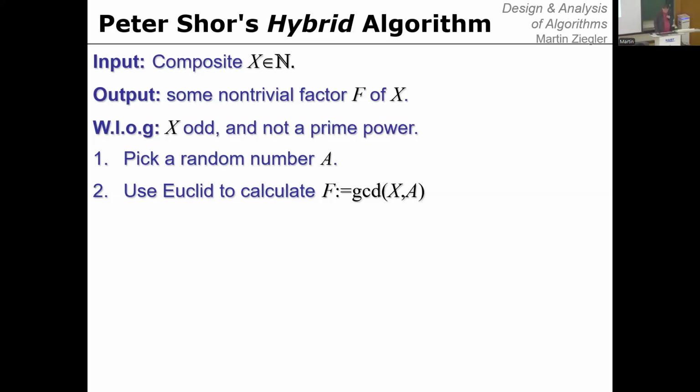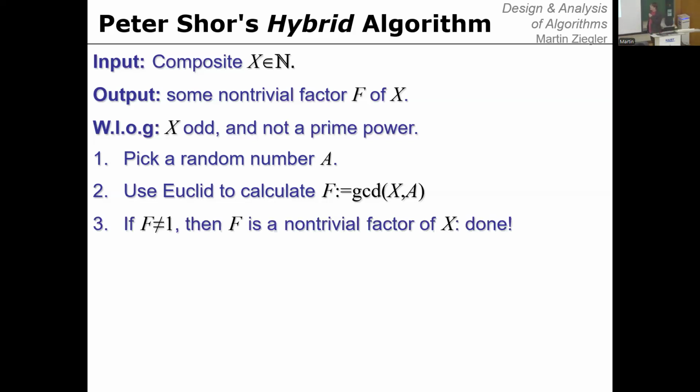Then check whether the GCD is 1 or not. If it's not, then that's a non-trivial factor, right? GCD means it is a divisor, even the greatest common divisor. So from now on, we know that the GCD is 1, which means that x and a are coprime.